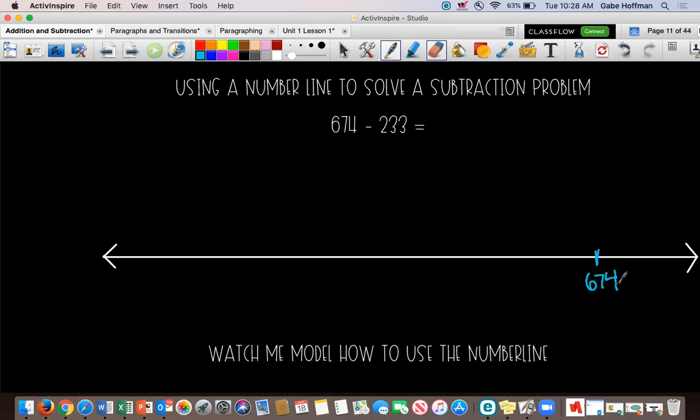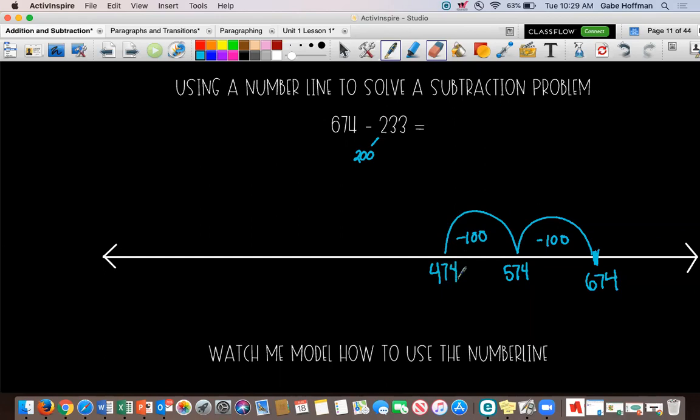So I'm going to start with jumping just by place value in the ways that are comfortable for me. So I'm starting at 674. I know I have to go back 233. So personally, some of you may not be comfortable jumping by the full 200 and then 30, so you can break it apart. I can go backwards 100, right, to get to 574. There's 2 in the hundreds place. So that means I'm going to go back 1 more 100, and I'm going to get to 474.